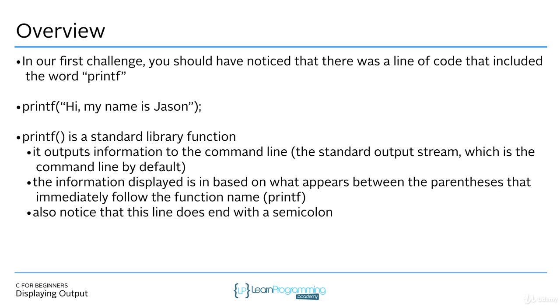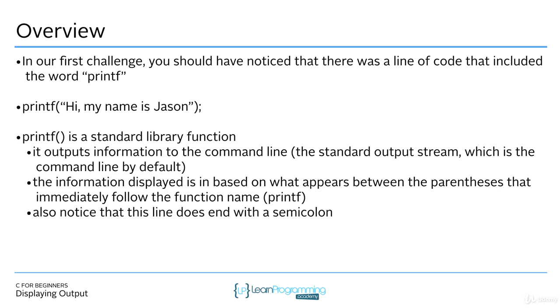The information displayed is based on what appears between the parentheses of the function itself, in the double quotes. Everything inside those double quotes is going to display. Now the printf function itself can get much more complicated using format specifiers, which we're going to discuss later. But the basic idea is you just print out words and text, and anything in between those double quotes is going to be displayed to the output.